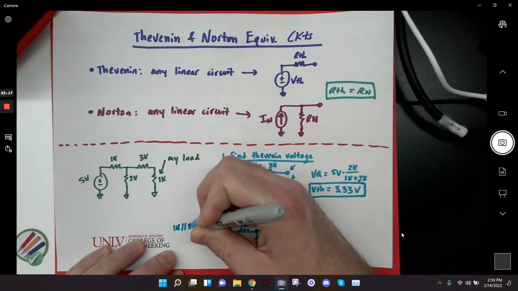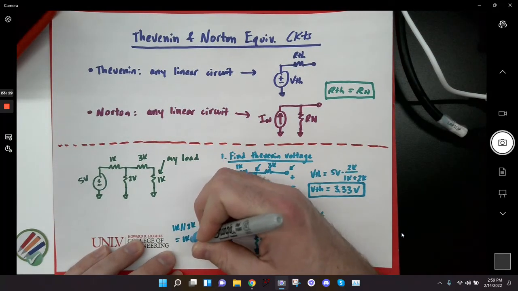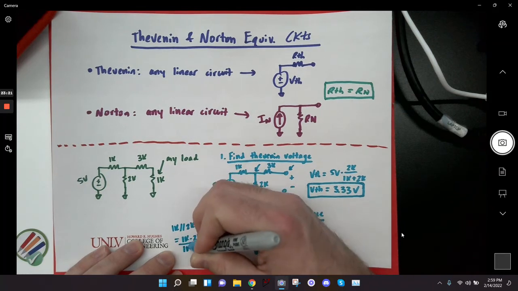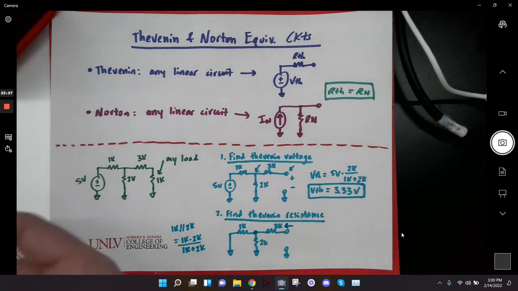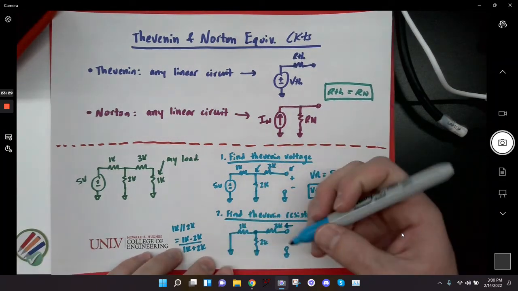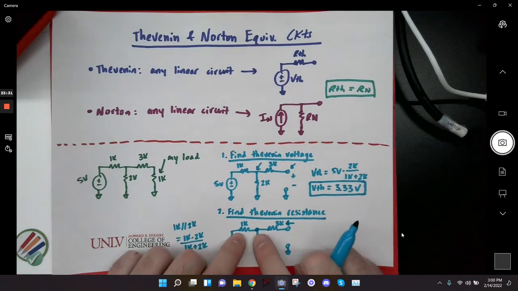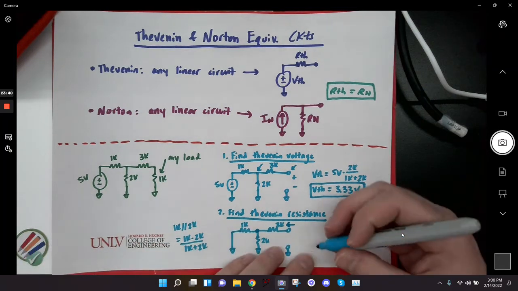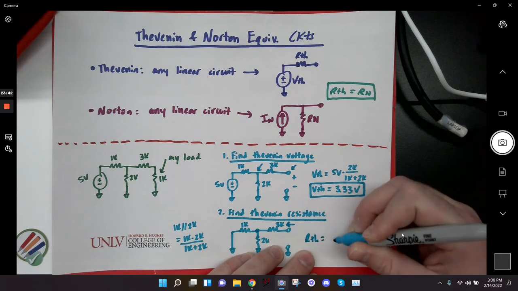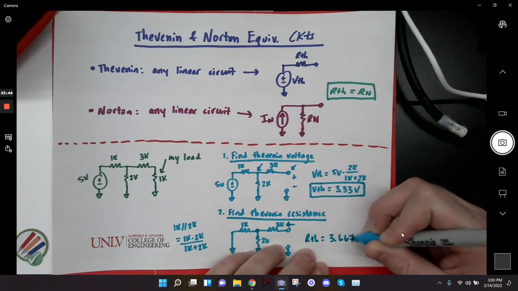1K in parallel with 2K is equal to 1K times 2K over 1K plus 2K. I don't know, what is that? 667 ohms? Yeah. Okay. So now I know then that these could be replaced by a 667 ohm, and that's in series with my 3K, right? Everybody good with that? So then my total resistance, my R Thevenin, is 3.667K.